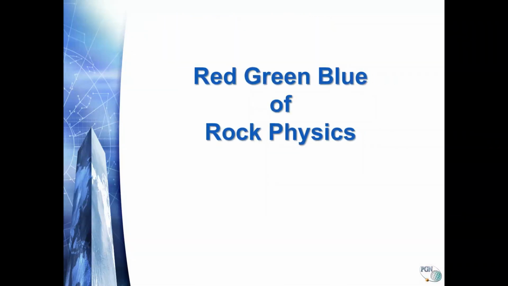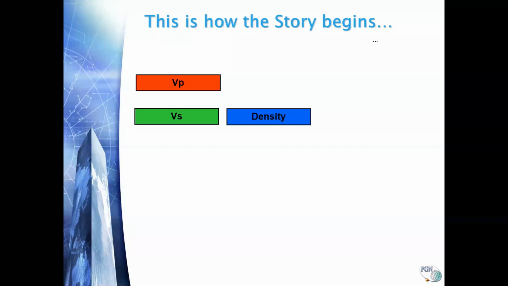One thing which I have termed as red, green, and blue of rock physics. This is the concept from color theory: we know that if we have red, green, blue colors like in our computers, by mixing all these three colors, we can virtually generate millions of colors. So here, we say that the rock physics story begins with these three, red, green, and blue, where red is the compressional P-wave velocity, the green is the shear wave velocity, while the blue is the density.